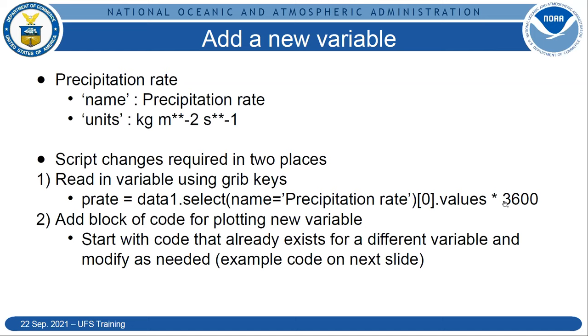The script changes for adding a new variable are required in two places in the Python script. First, you would read in the variable using the grid keys. Here is an example line of doing that. There are other lines in the Python scripts which show how to read in the other variables, so it's kind of similar to that. You can follow the logic there. And then again, I multiply by 3600 to do the unit conversion.